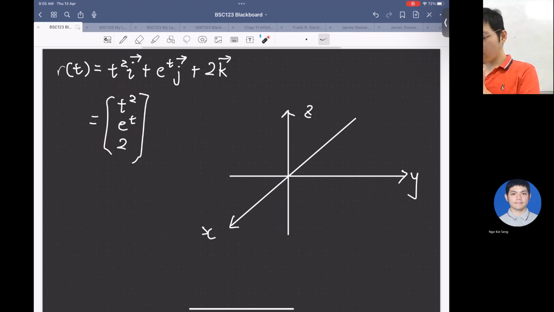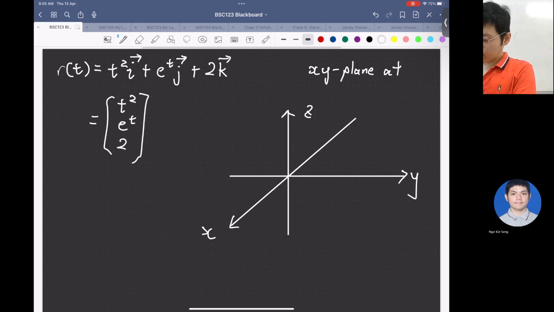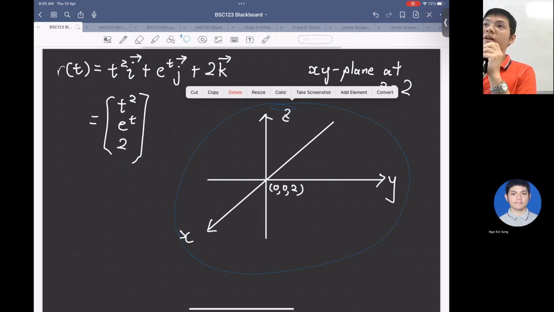But how does this curve move, or where does it move? We can see that there's a constant here. We like constants a lot. You like to rest, right? Particles also like to rest. So this means it stays constant on the z axis, on the z equals 2 plane. Let's say we are lying on the xy plane at z equals 2, meaning this point here, (0, 0, 2). Make sense? Does everyone follow up to now? I start from the beginning so I make sure everyone follows.